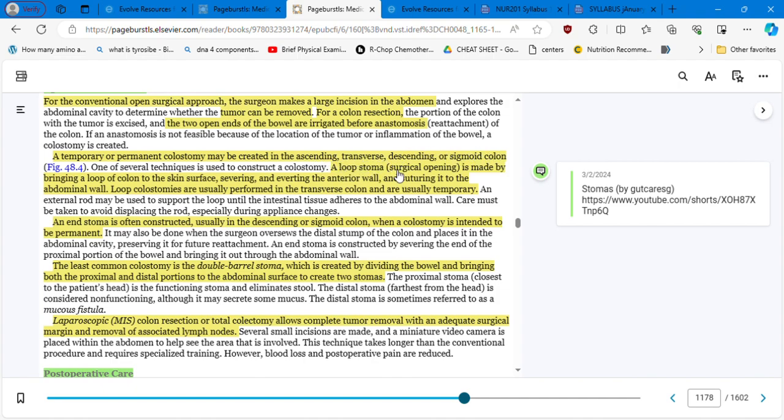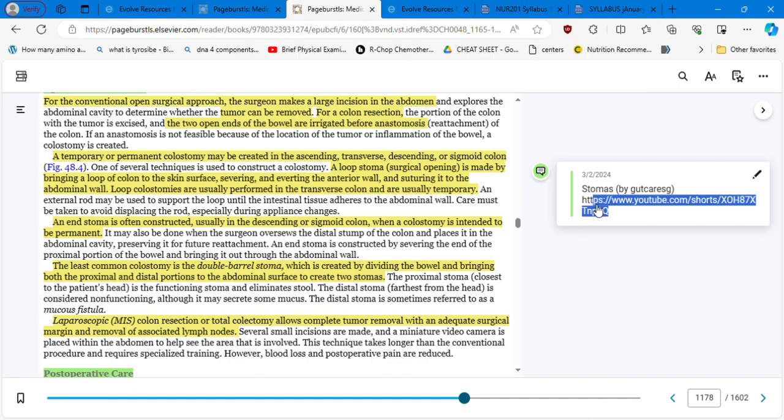A loop stoma surgical opening is made by bringing a loop of colon to the skin surface, severing and everting, inserting the anterior wall and suturing into the abdominal wall. Loop colostomies are usually performed in the transverse colon and are usually temporary.